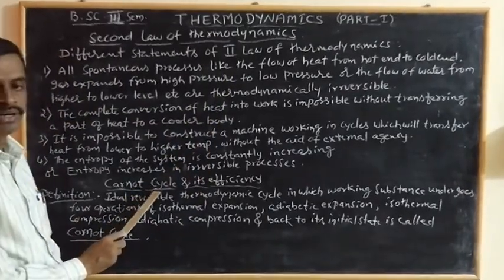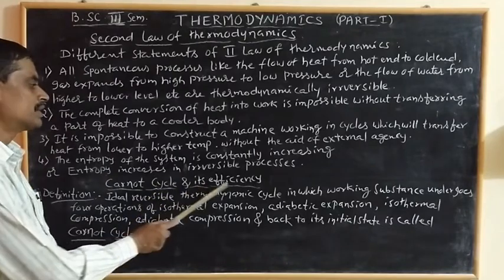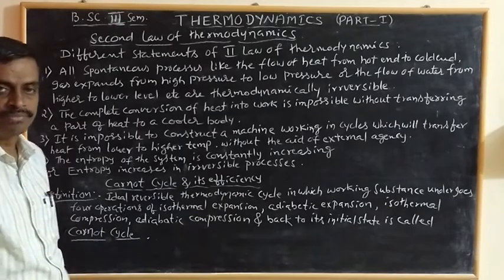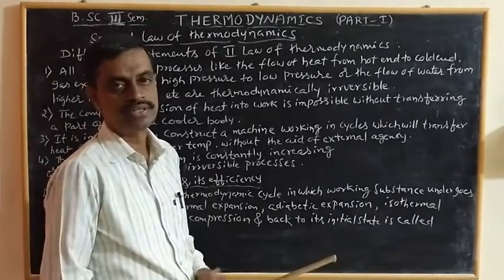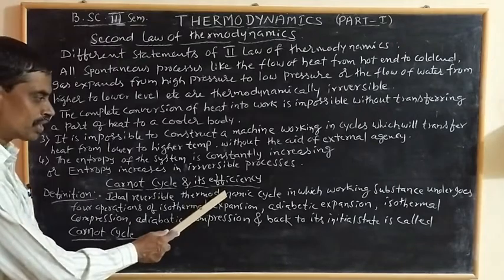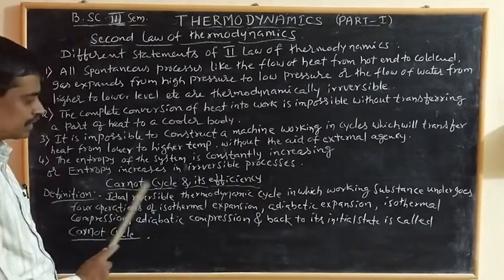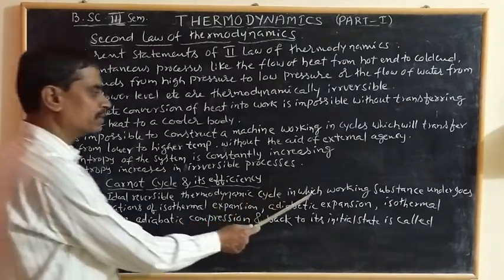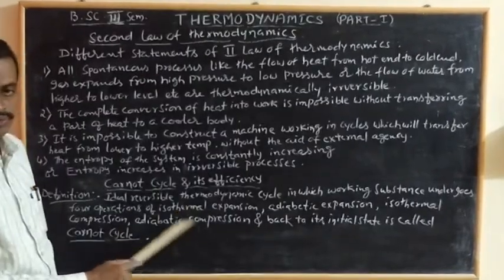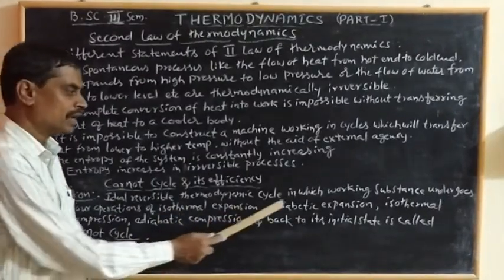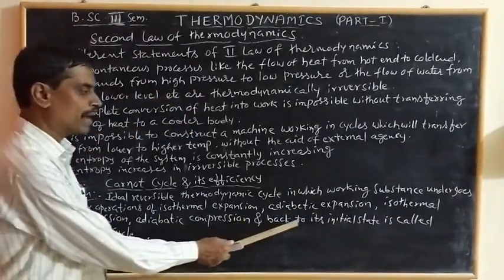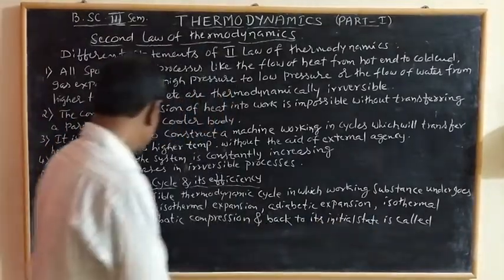Then we have to study another important topic, the Carnot cycle and its efficiency. In this class we will study the definition of the Carnot cycle only. In the next class we will study the calculation of the efficiency of this Carnot cycle. Definition: the Carnot cycle is an ideal reversible thermodynamic cycle in which the working substance undergoes 4 operations: isothermal expansion, adiabatic expansion, isothermal compression, and adiabatic compression, and comes back to its initial state.